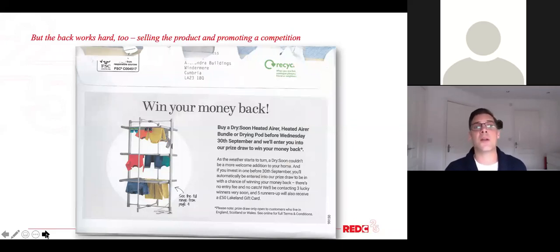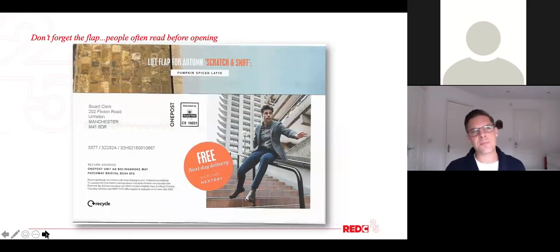But the back works particularly hard. So not only does it sell, this is like a clothes dryer, basically an electric clothes dryer that dries your clothes regardless of how wet it is outside. Quite a lot of copy on the back of that envelope, but actually, the proposition here is quite good. You win your money back. There's also a number of prizes as well. So you're giving the reader as many reasons as you can to open up the envelope and look inside.